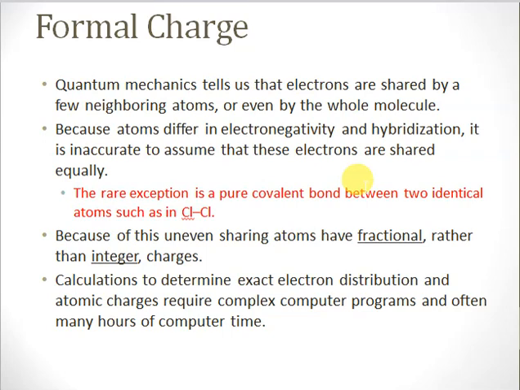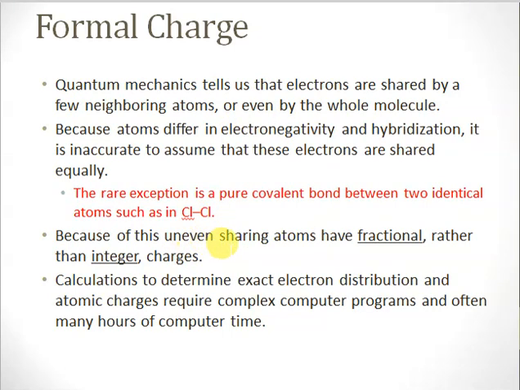A pure covalent bond exists only when the bond is between two same atoms. For example, if the bond is between chlorine and chlorine, so both of these are identical atoms, this is 100% covalent bond, and in that case the electrons are shared equally, right? Otherwise, if the atoms are different, then electrons are never shared equally.